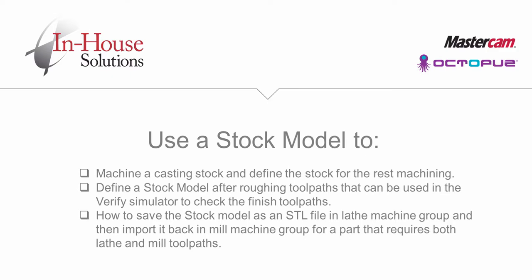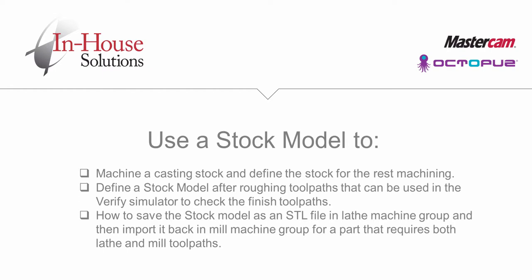We'll start by machining a part from a casting stock. We will set the stock model from an STL file and then use it to define the stock in the REST machining toolpath. Then, you will define a stock model after roughing toolpath that can be used in the Verify simulator to check the finished toolpaths.